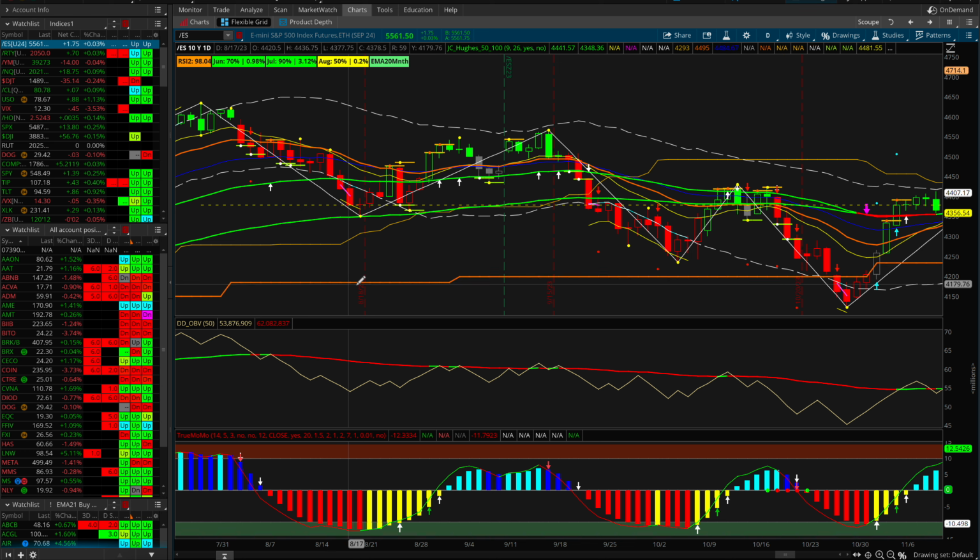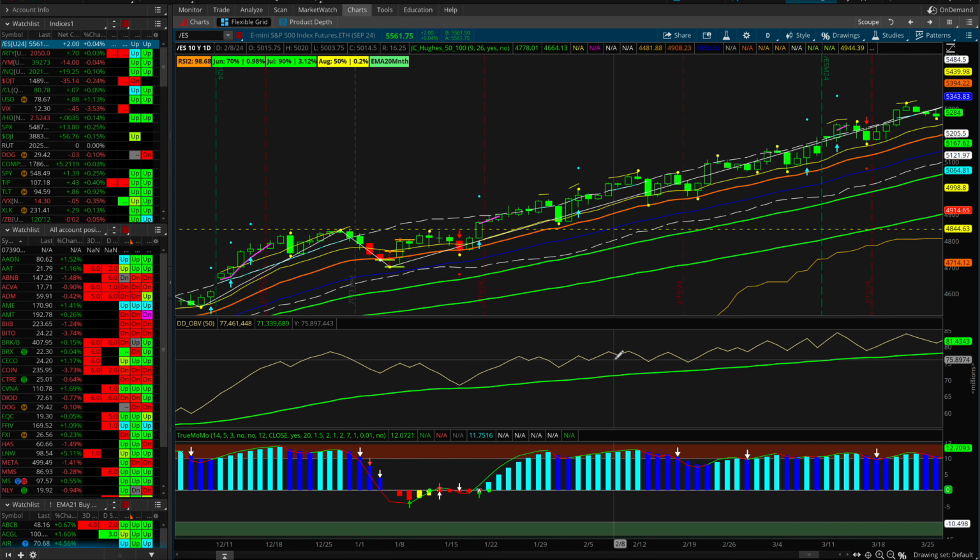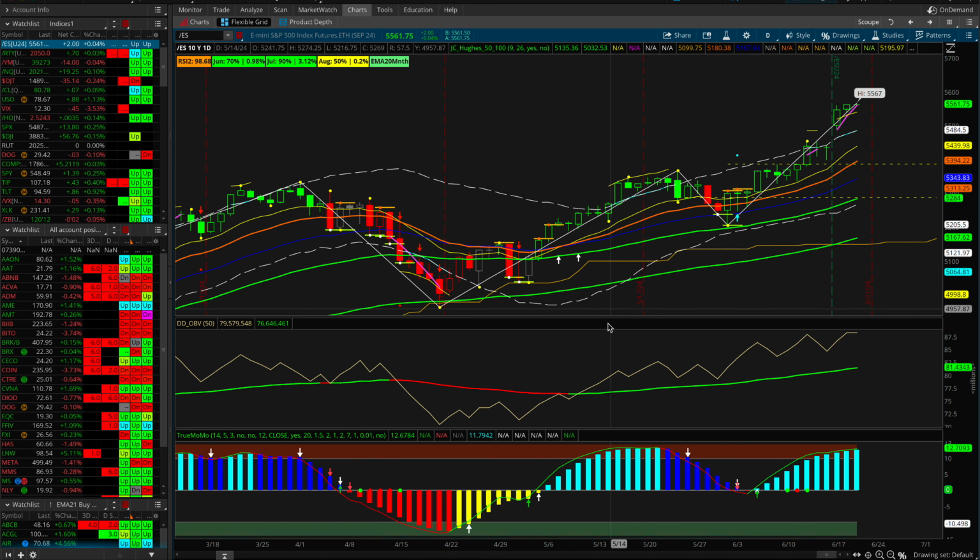Which, by the way, check this out. When it's falling like this, this momentum on balance volume indicator is mostly red. When it's rising, it's mostly green. So hopefully that gives you some idea that we can tie volume along with price and kind of get what the trend is. And that's really what this is all about.